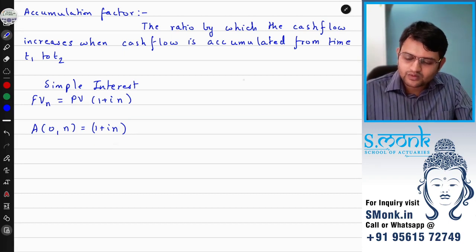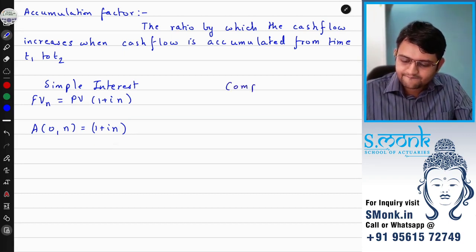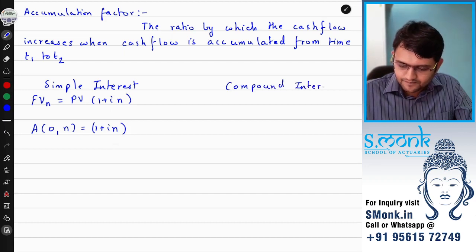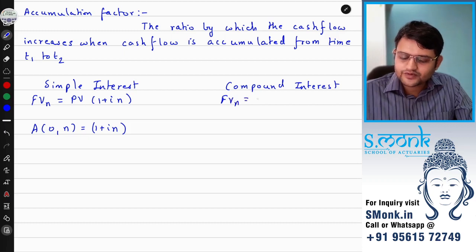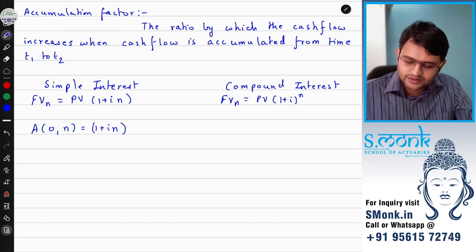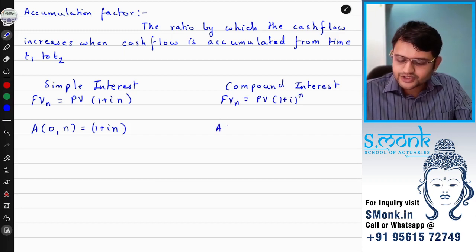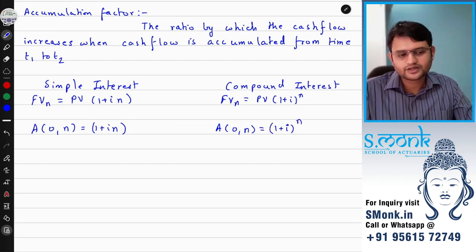Similarly for compound, the future value at time n will be nothing but present value into 1 plus i raised to n. So accumulation factor 0 to n will be 1 plus i raised to n.